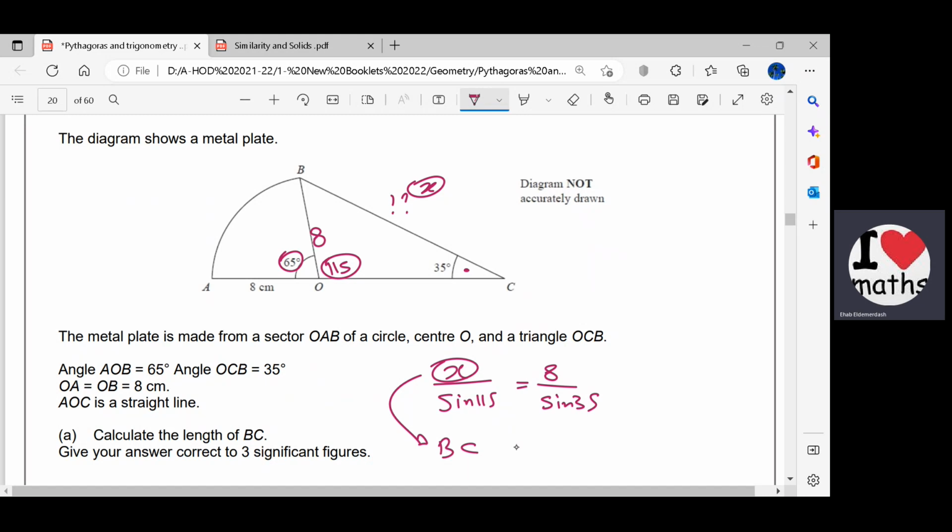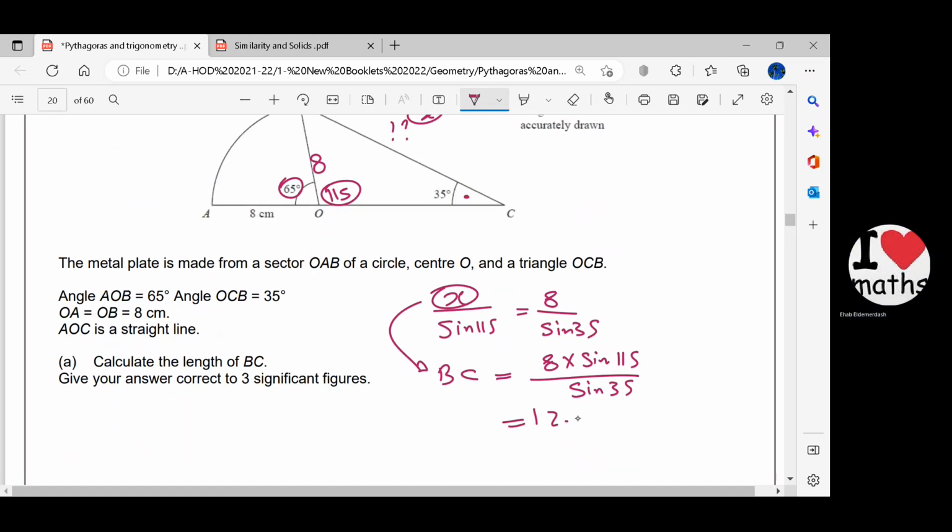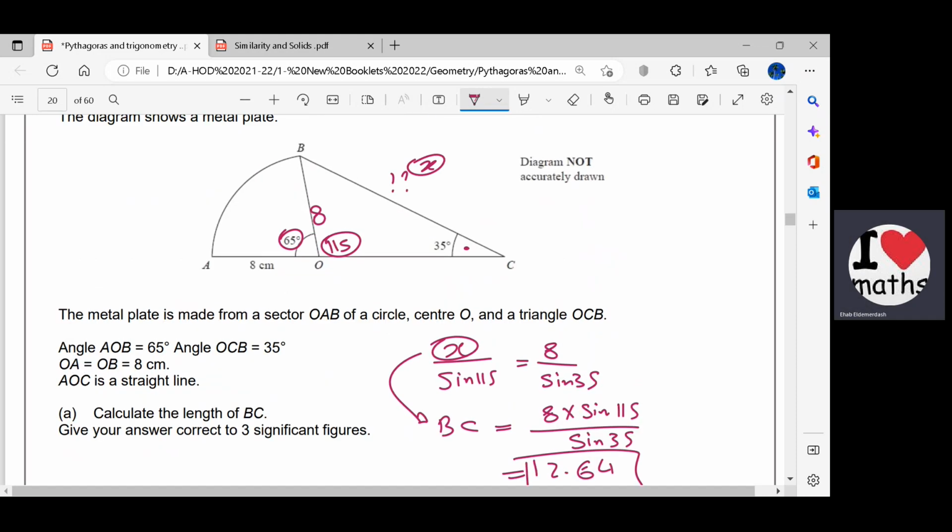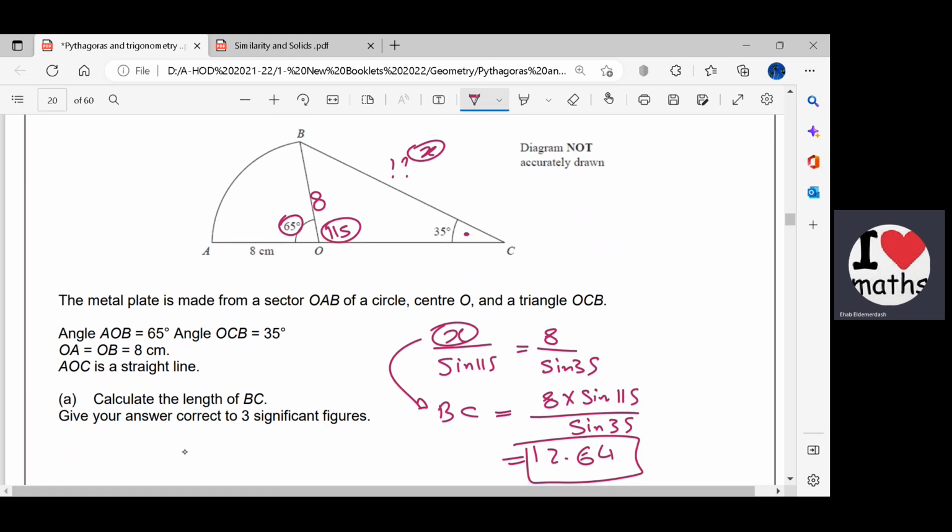So to find BC, it's 8 multiplied by sine 115 divided by sine 35, which is equal to 12.64. So you found the answer, 12.6. Agreed? So easily I can get the length of BC. It's so easy. The length of BC is equal to 12.64 centimeters. They want it to 3 significant figures, so 12.6 is enough. Agreed? Do you have any problem?